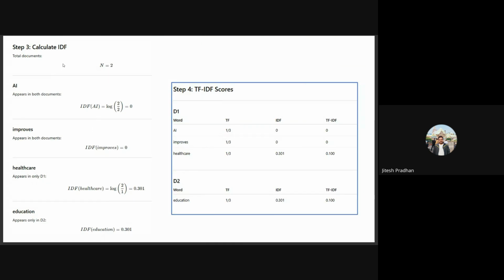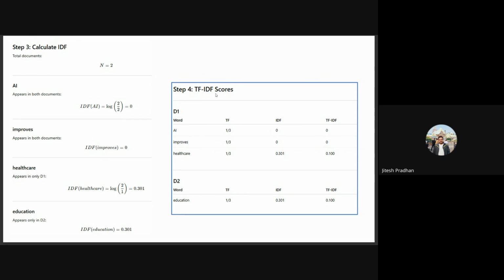Now let's calculate the IDF. N is 2. For AI, it will be 2 by 2, so log 1 is 0. For IDF of improves, it will be 0. IDF of healthcare will be 2 by 1, so it will be 0.301, because it appears in only one document. AI and improves appear in both documents, that's why it is 2 by 2, and log 1 is 0. Education appears in D2 only, so it is 2 by 1, which is 0.301. Okay, so these are the IDF values.